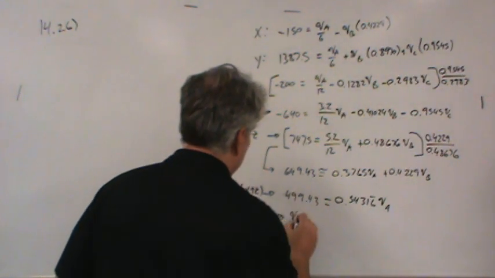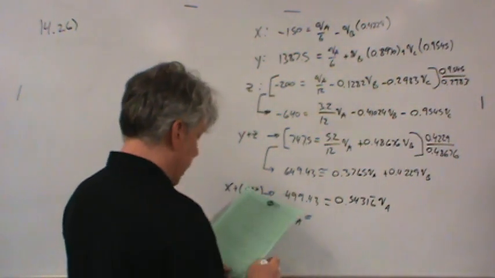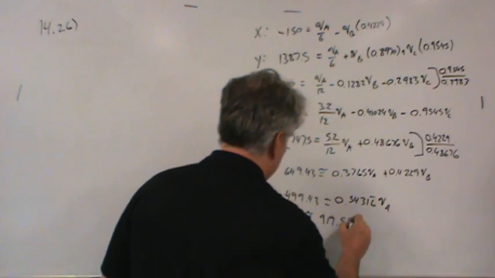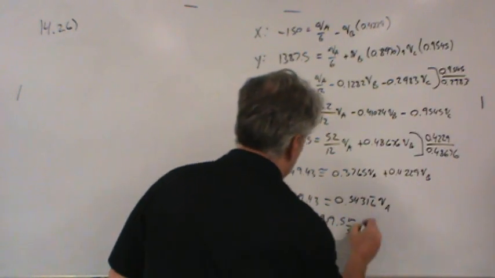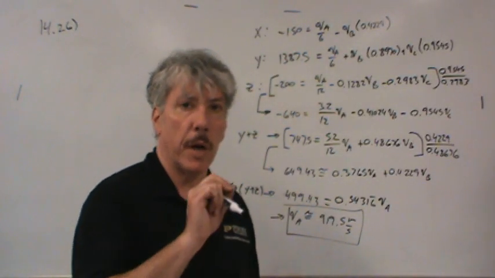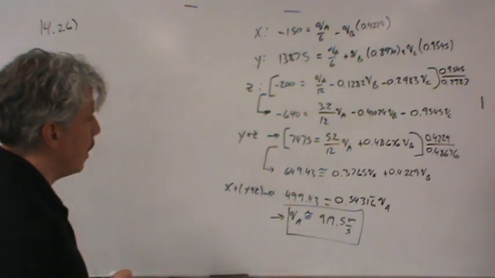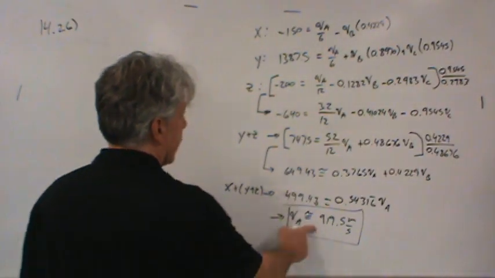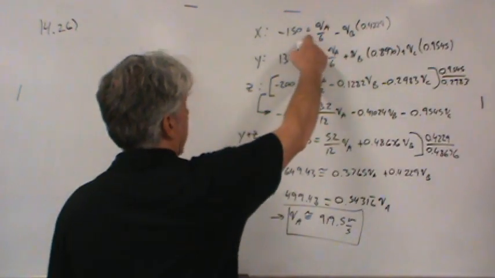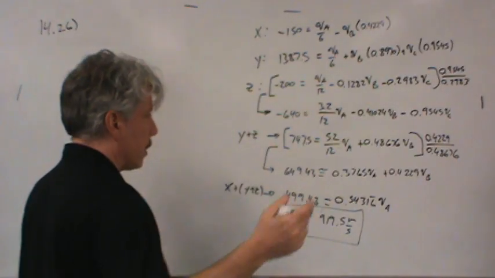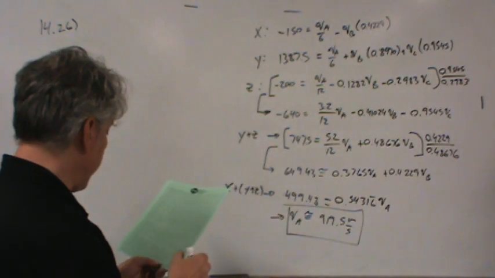So if we solve for VA from this, what do we get? You get about 919.5 meters per second. So there's the velocity of the alpha particle after it has bounced off the oxygen particle B and oxygen particle C. Okay? Now that's nice because we can take this VA and plug it back into the X equation, or perhaps even the X plus or Y plus Z equation, and find VB.